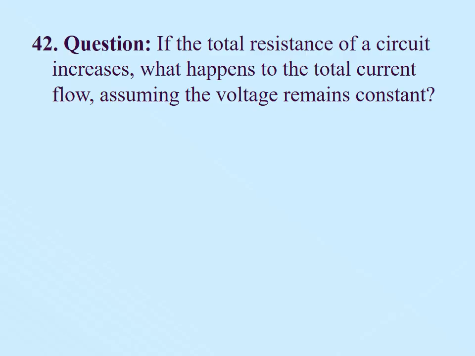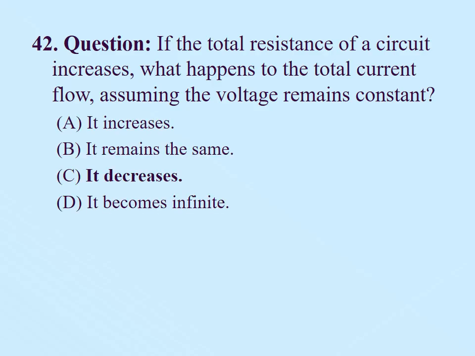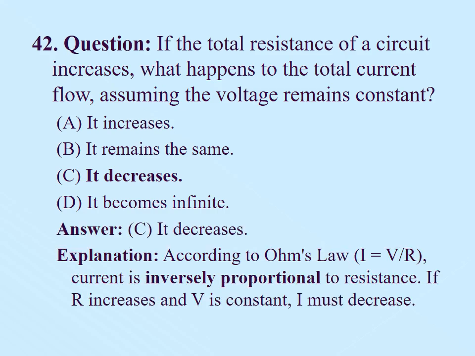Next question. If the total resistance of a circuit increases, what happens to the total current flow, assuming the voltage remains constant? Option A, it increases. Option B, it remains the same. Option C, it decreases. Option D, it becomes infinite. Answer is it decreases. According to Ohm's law, I equals V by R. Current is inversely proportional to resistance. If resistance R increases and voltage V is constant, I must decrease.